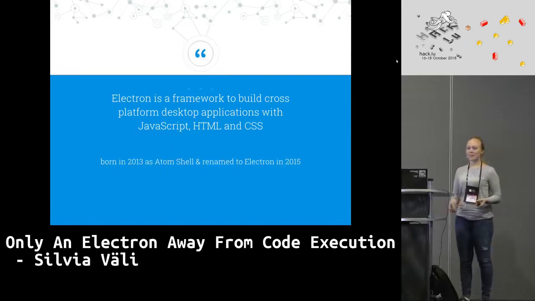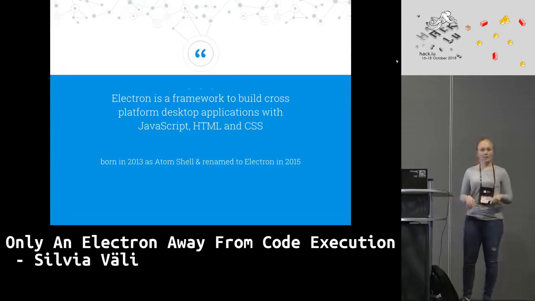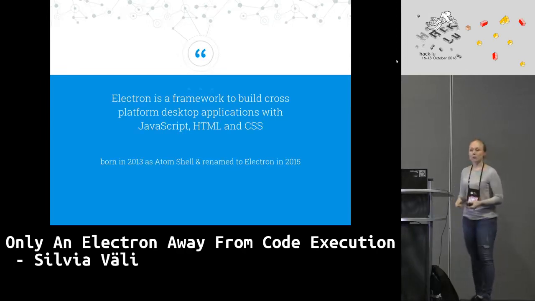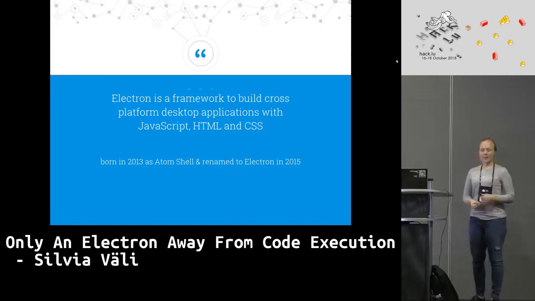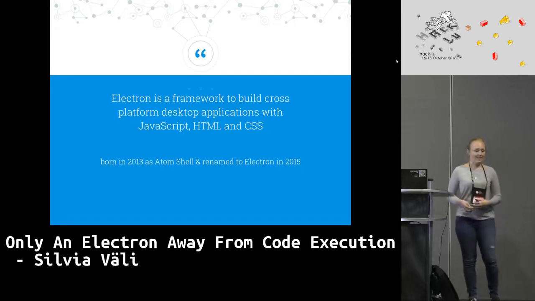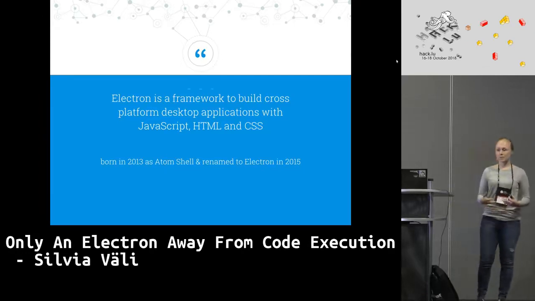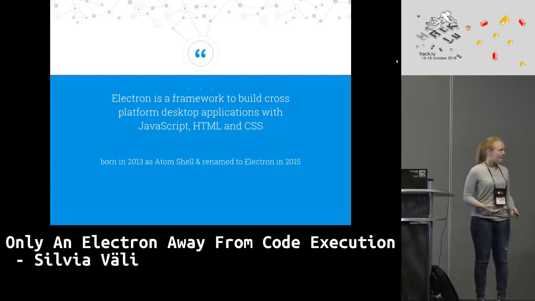Electron actually came around already in 2013, but back then it was known by the name Atom Shell. Later, in 2015, it was renamed to what we know today as Electron. And the team behind the whole project is actually the GitHub team itself.